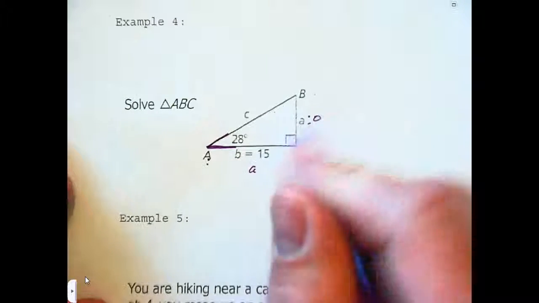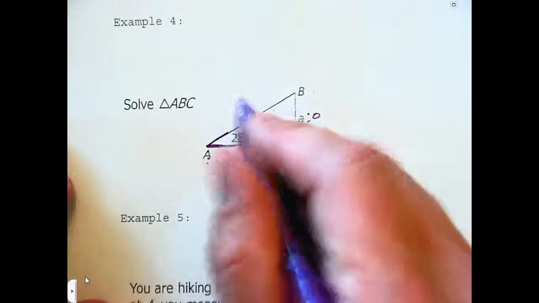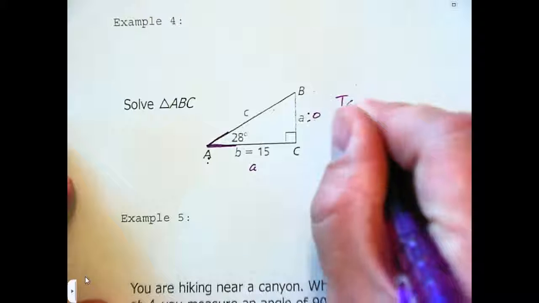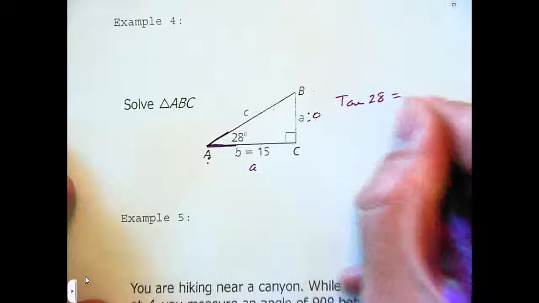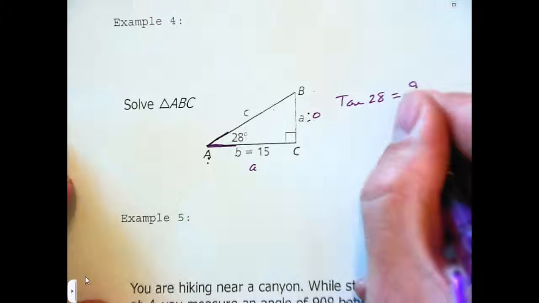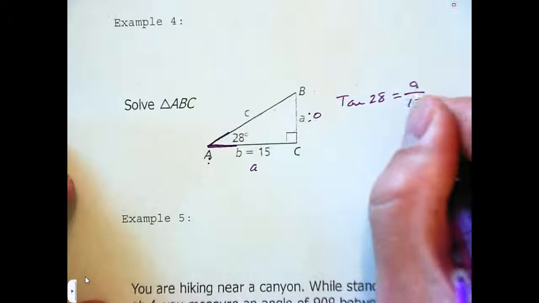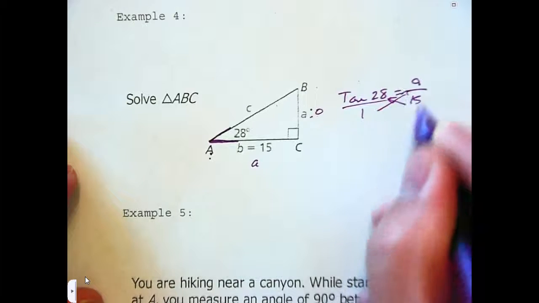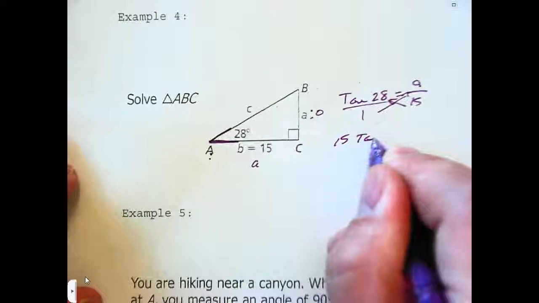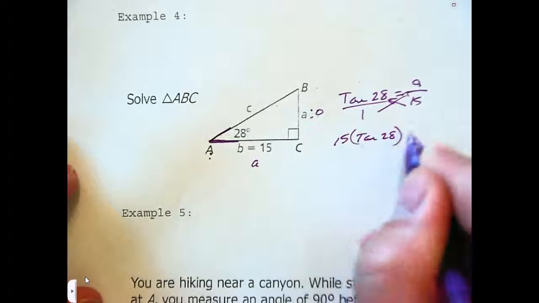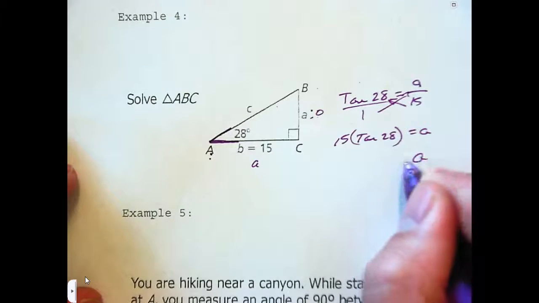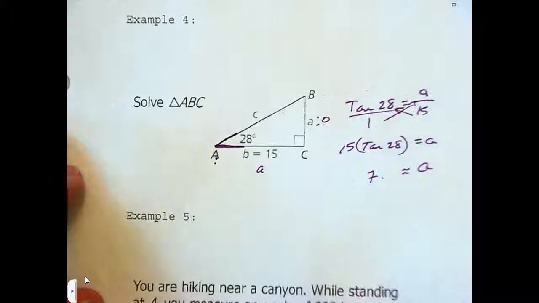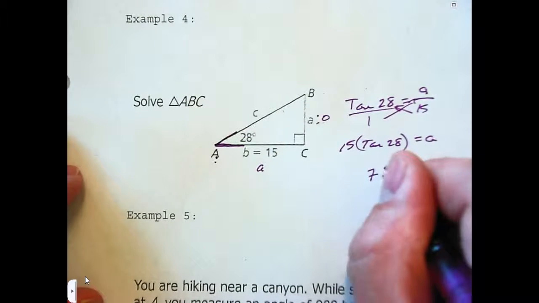So this is opposite, this is adjacent. When I'm dealing with opposite and adjacent, which one is that? Tangent. Tangent of 28 is equal to a over 15. So to solve, cross multiply. Get 15 tan 28 is equal to a. So a is approximately 7.98.